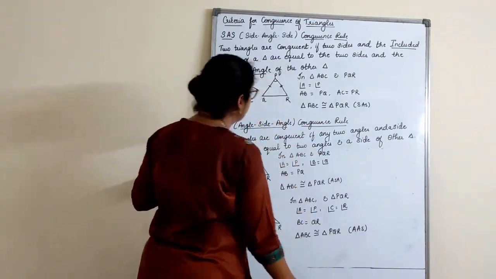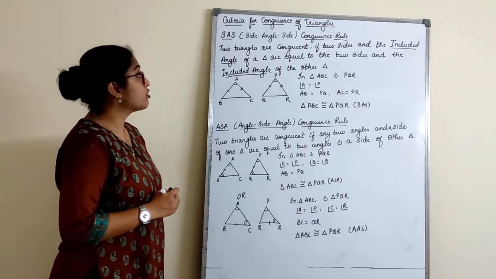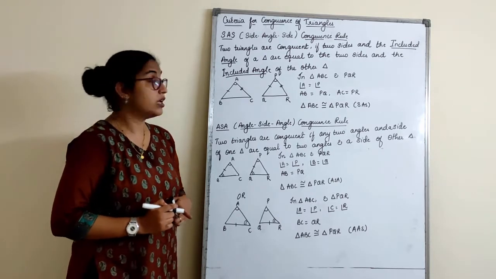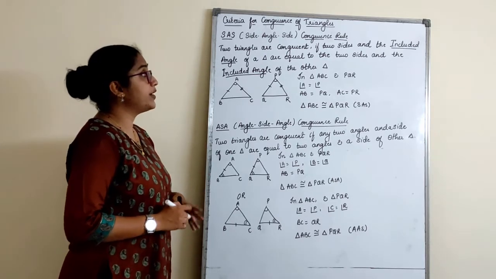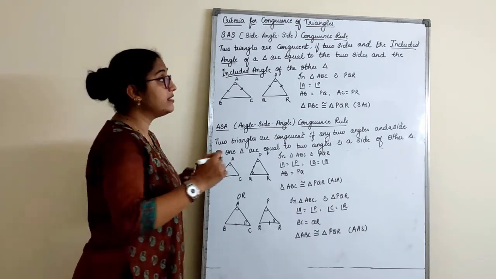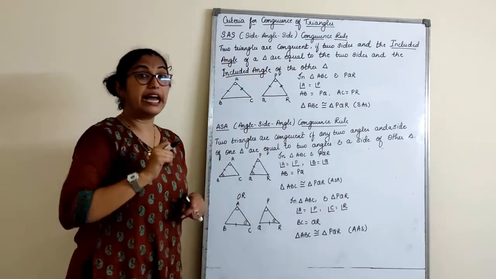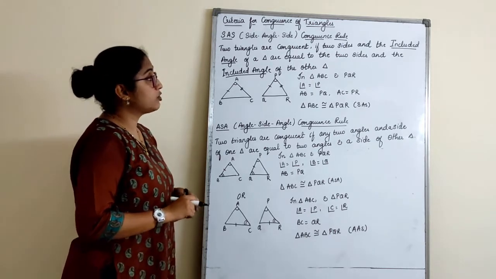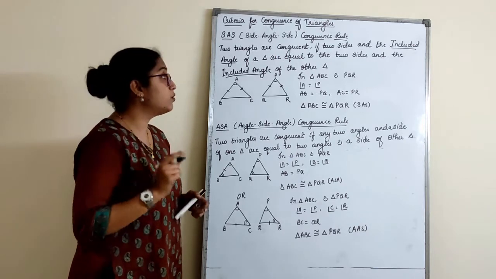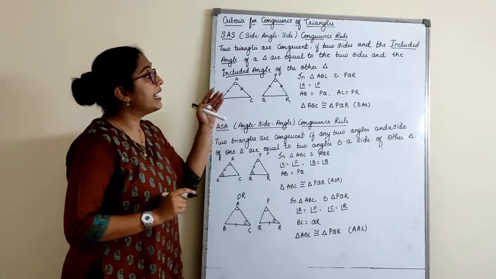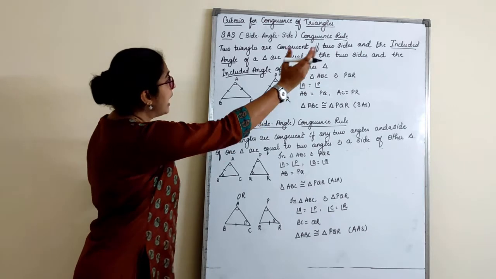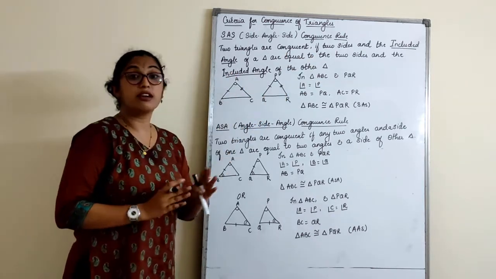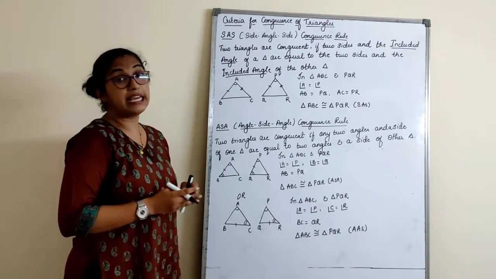So the first criterion is SAS, which is called side angle side. Side angle side congruence rule: two triangles are congruent if two sides and the included angle. I have underlined the included angle, I'll tell you why. Two triangles are congruent if two sides and the included angle of a triangle are equal to two sides and the included angle of the other triangle. Then we say that the triangles are congruent by SAS.